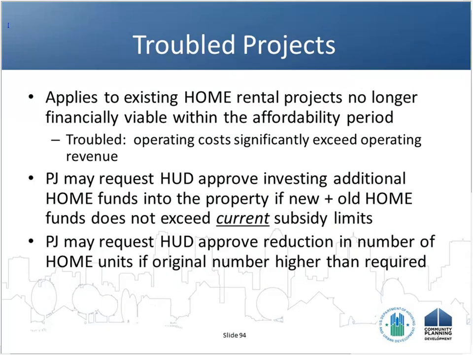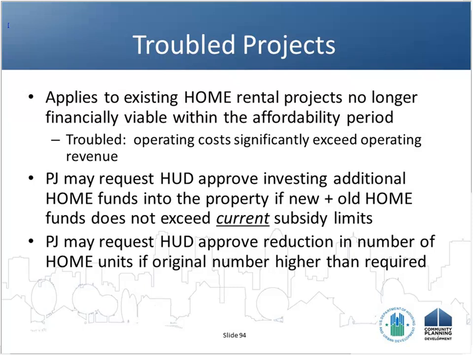So kind of end with the new HOME rule, the 2013 HOME rule, which added a little bit of additional flexibility that we had not had previously for troubled projects. So these are HOME projects that have some significant operating cost overruns. So they're not financially stable at that point. And that could be based on changes in local market, could be based on maintenance issues that have not been addressed, and high vacancy rates.